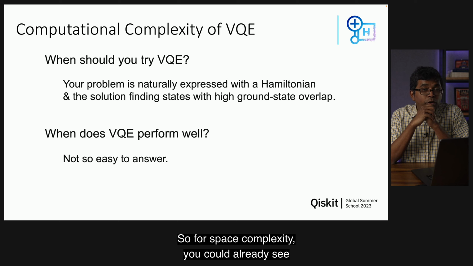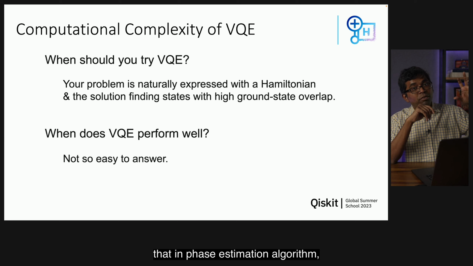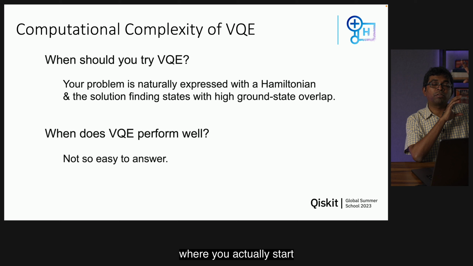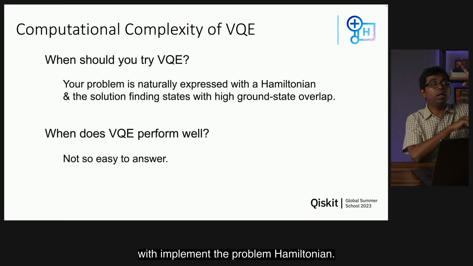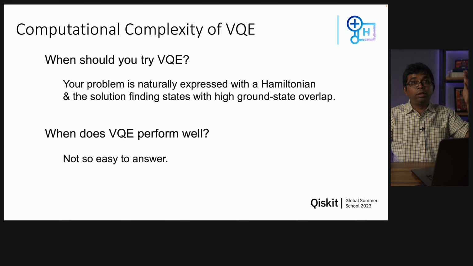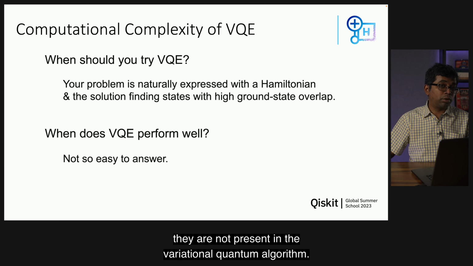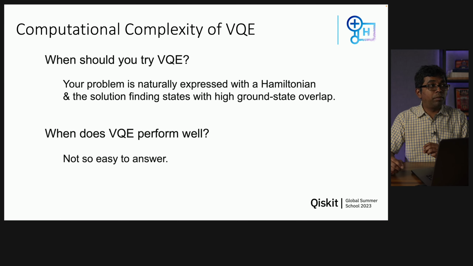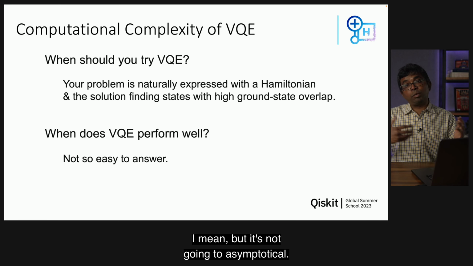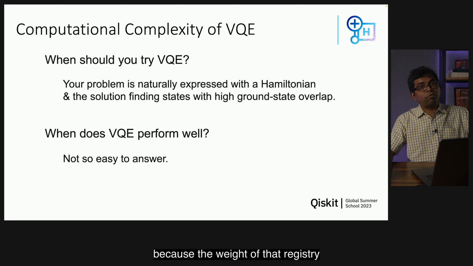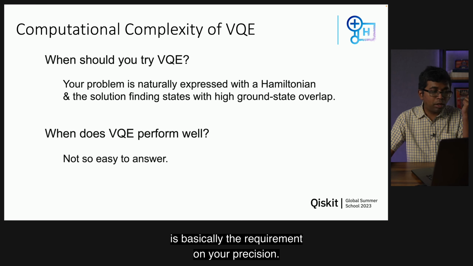So for space complexity, you could already see that in the phase estimation algorithm, you had this control register, which is not related to the bottom register where you actually implement the problem Hamiltonian. The top control register, where you read out the eigenvalue, is not present in the variational quantum algorithm. So you are already saving some qubits when you switch to this algorithm. But this saving will not scale asymptotically, because the width of that register is basically the requirement on your precision.